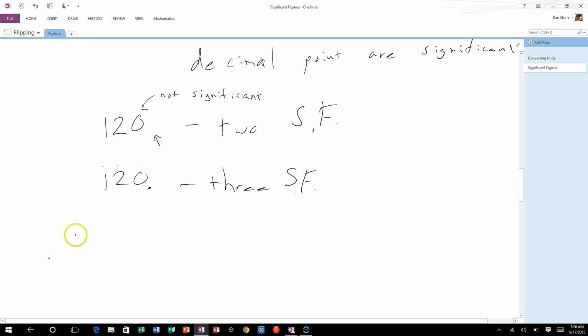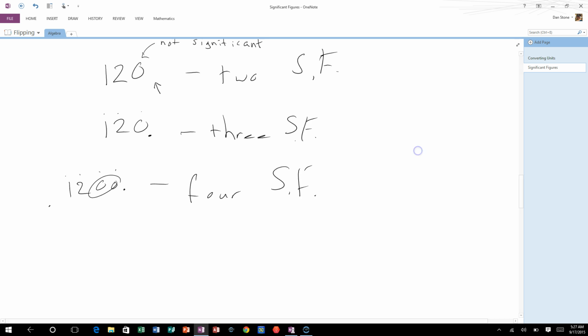If you had 1200, oh, I'm sorry, I'm getting ahead of myself here. If you had 1200, then how many significant figures do you have here? 1, 2, 3, 4. Both of these zeros now are significant because they are to the left of the decimal point.